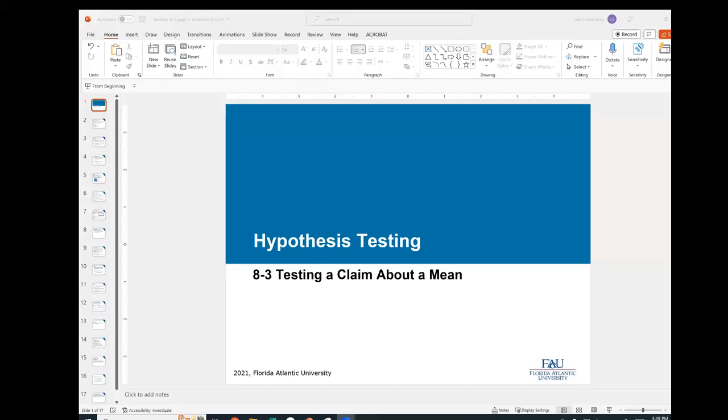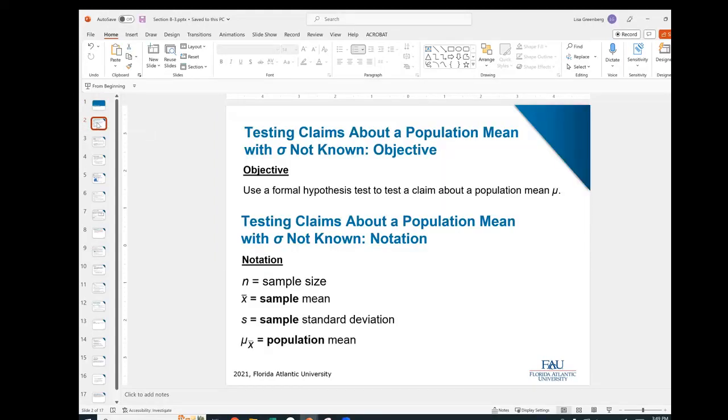Hey, everybody, and welcome to 8-3, testing a claim about a mean. All right, so testing claims about a population mean with sigma not known. Okay, so this is important. We don't know sigma. And the objective is to use a formal hypothesis test to test a claim about a population mean mu. And then we have the same notation. I just wanted to put it in here.